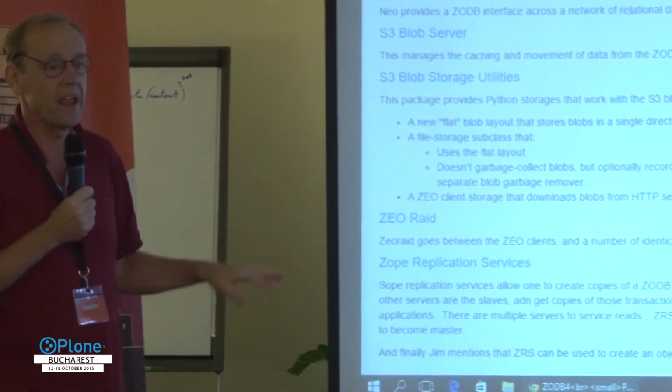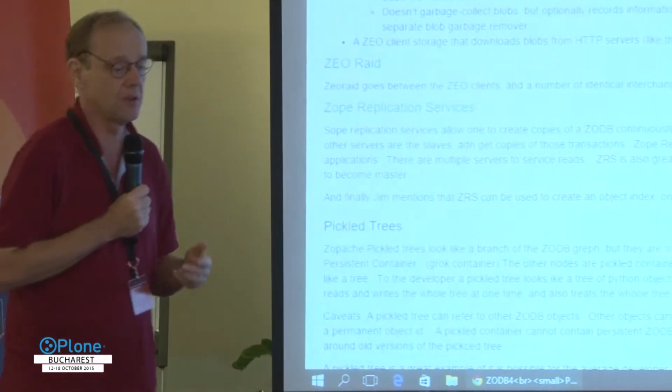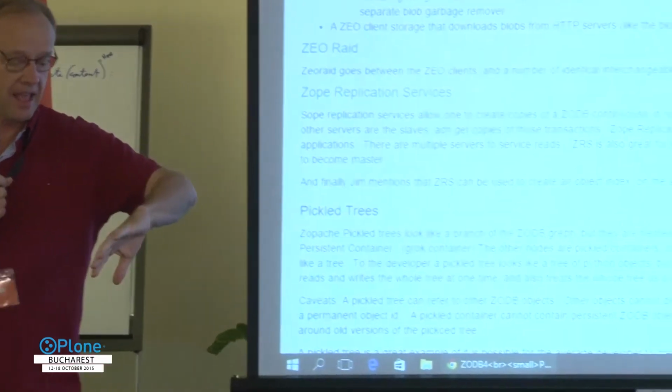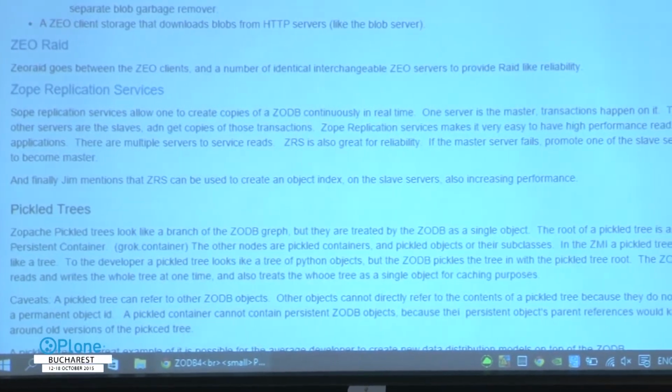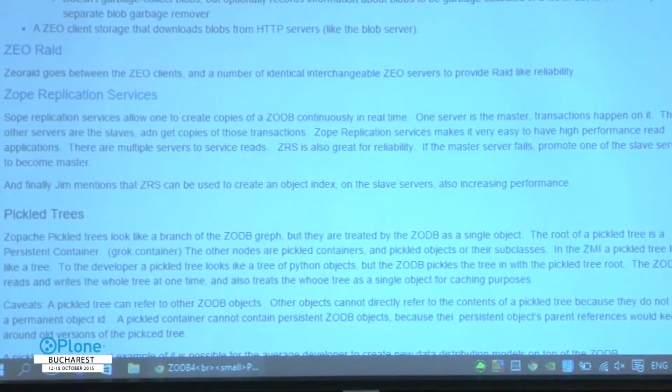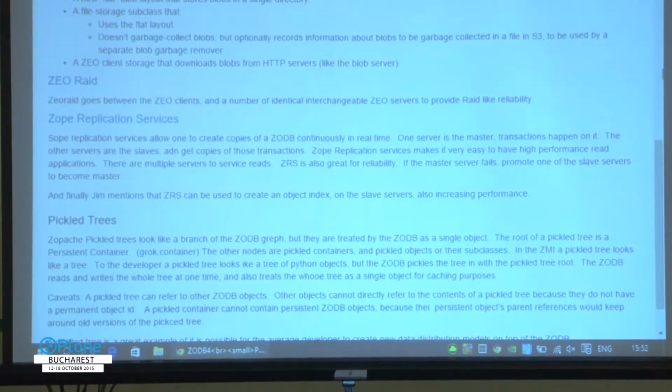One person did ZEO RAID, where they have a single ZEO server with several different RAID servers, not a typical RAID server, but just a ZEO RAID server, so that even if one dies, the other ones are still available. I did pickled trees, so I'm doing recruiting, and I want to bring in a candidate. A candidate's a complex object. Maybe it has 20 objects in it. And to access each of those as a separate disk access would just be painfully slow. So what I do is I pickle them all together, right?